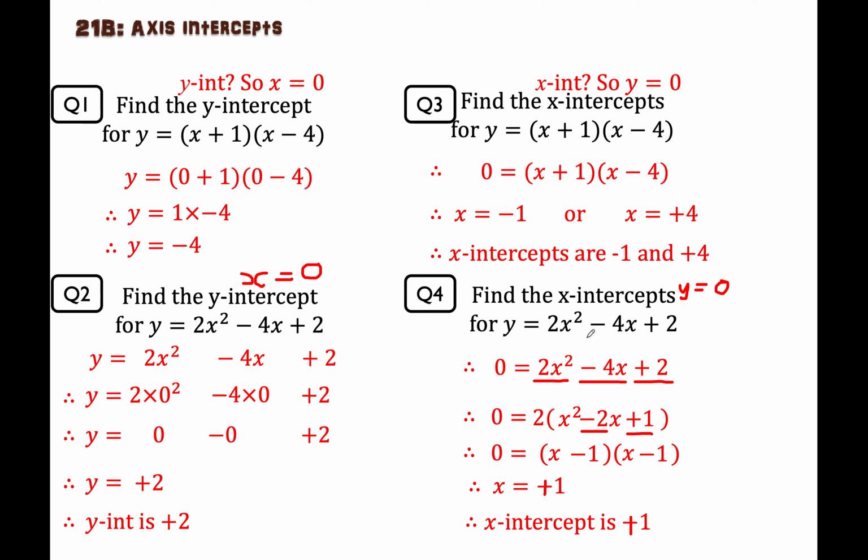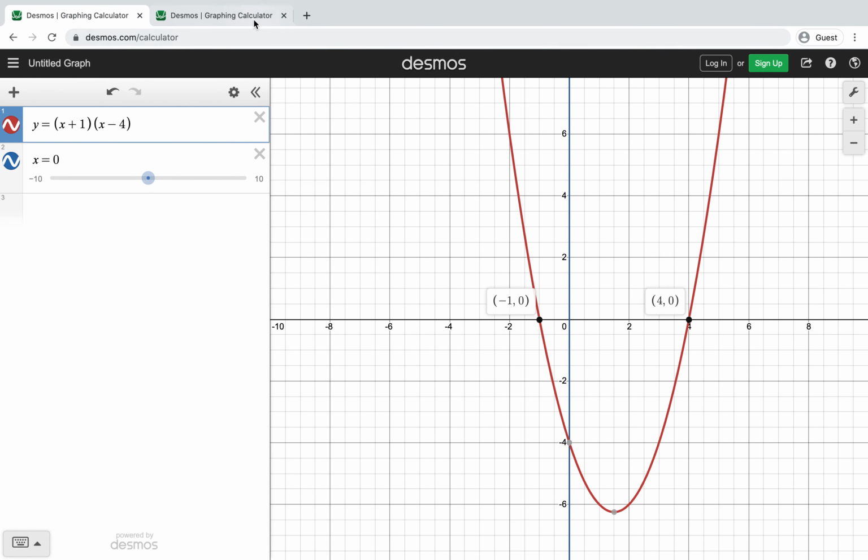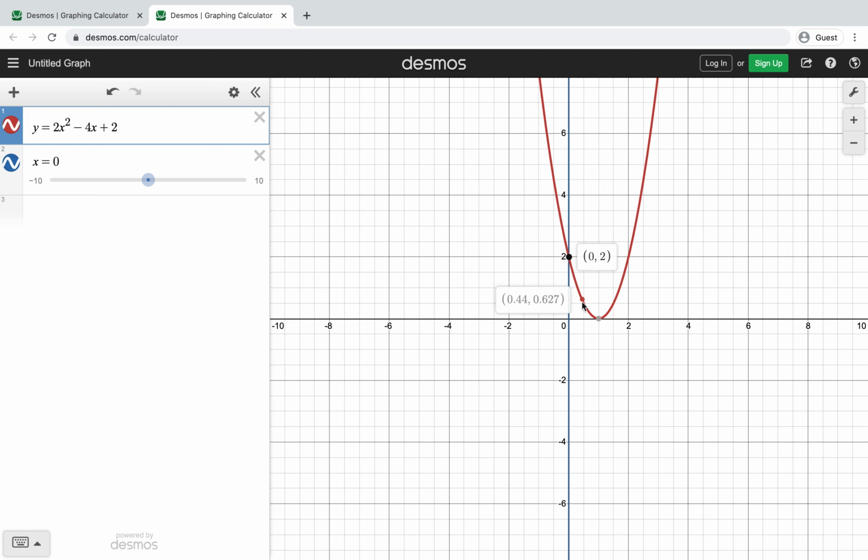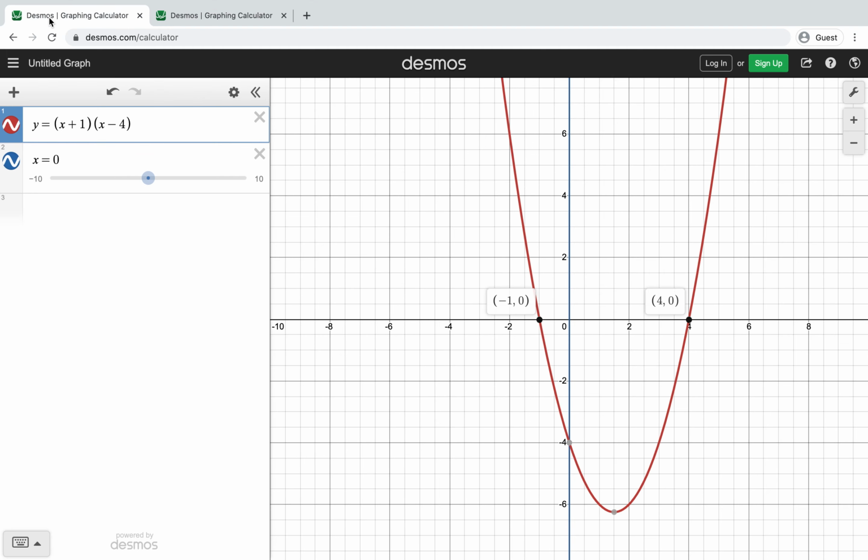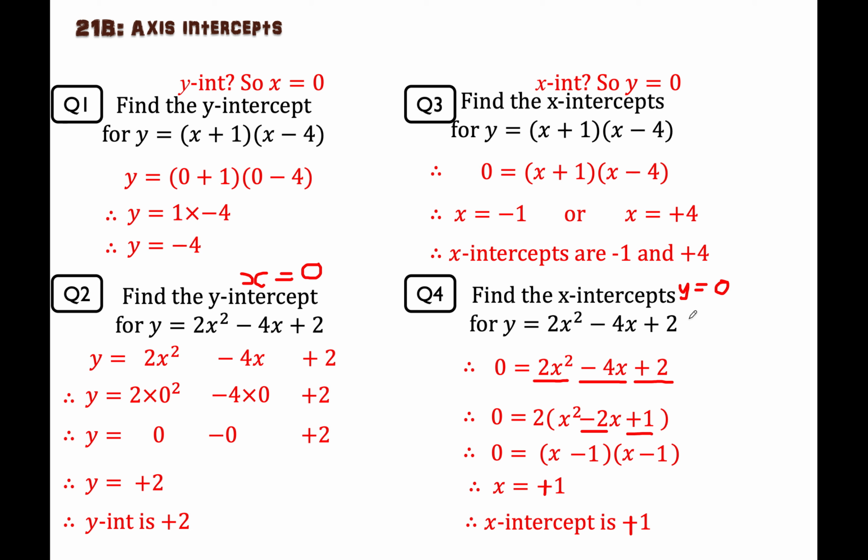I have this graph here. And apparently it only touches the X axis at one point. The graph looks like this. And look, it just touches right here at X equals 1. So that's why this one only had one solution, whereas this one has 2. And they all lived happily ever after.